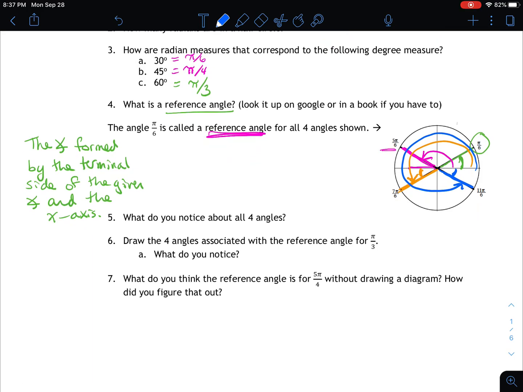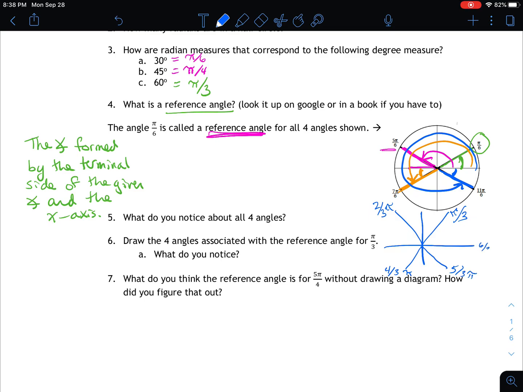Now, it says draw four angles associated with the reference angle for pi over 3. So I'm going to let you try this. And if we have 1/3, then we're looking at something like this. So this would be pi over 3. This would be 2/3 pi. This would be 4/3 pi. And this would be 5/3 pi.